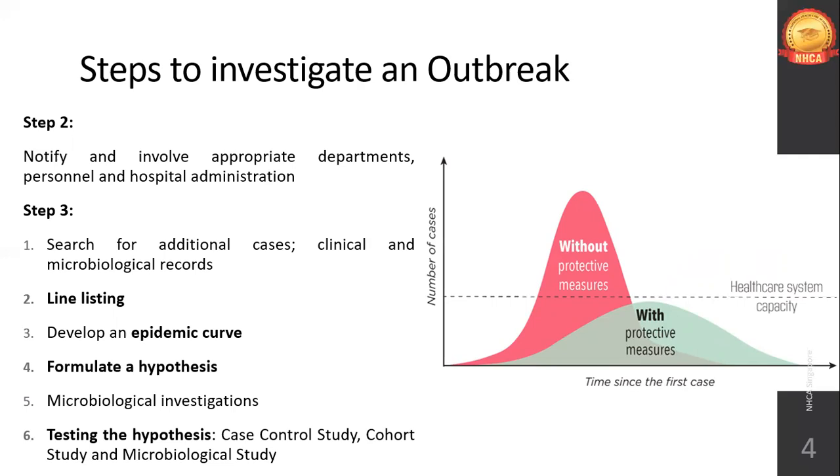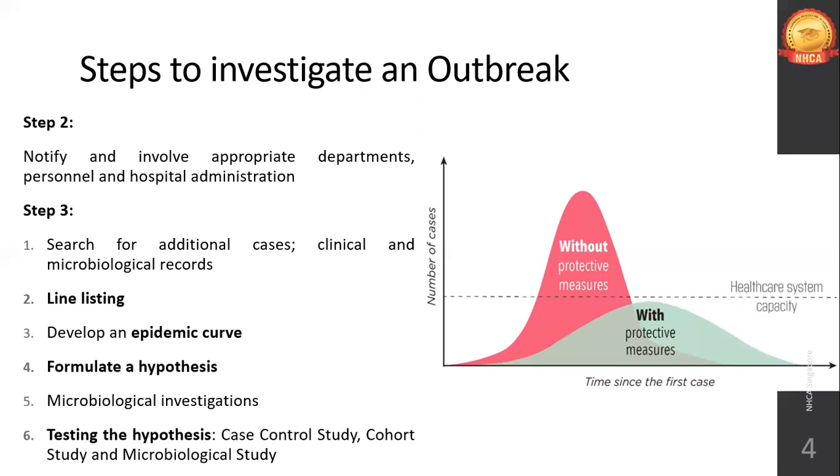Now, step 3 is search for additional cases and clinical microbiological records. You have to keep searching among new incoming patients from OP level. Also, you have to see whether any new patients are coming with the same symptoms. Then line listing has to be done. Line listing means each case under the case definition, who comes under the case definition of this outbreak, their name, place, time when they were admitted, from when the symptoms were showing. For each case, all this information will be collected in a tabular format. So that is line listing.